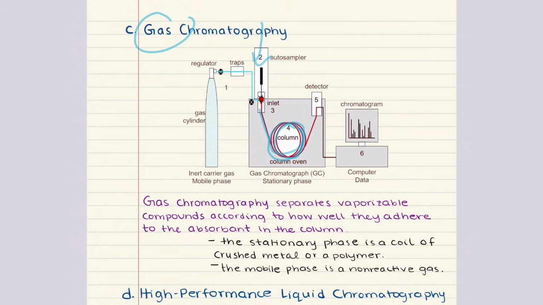Compounds that adhere strongly to the column are going to take longer to pass through, while those that interact less are going to move way faster and they're going to elute first. Then at the end, you get a graph as your output, and this graph shows peaks that correspond to the different components based on how long they took to come out. This is called retention time. So that's what you need to know about gas chromatography.